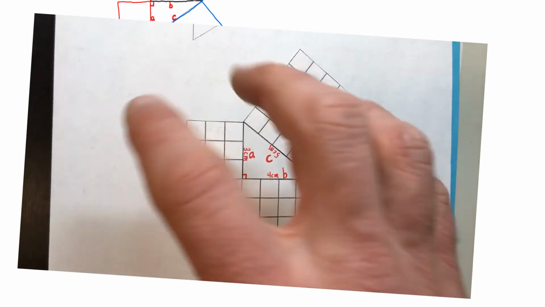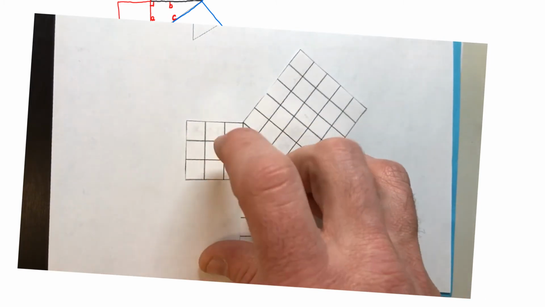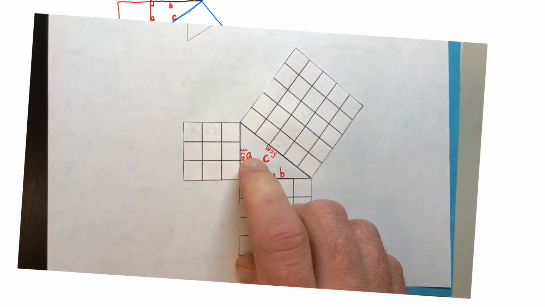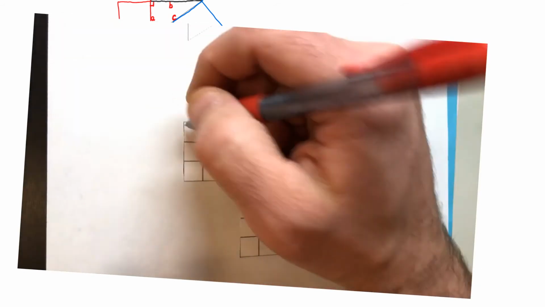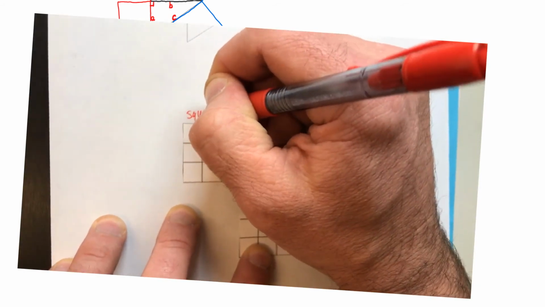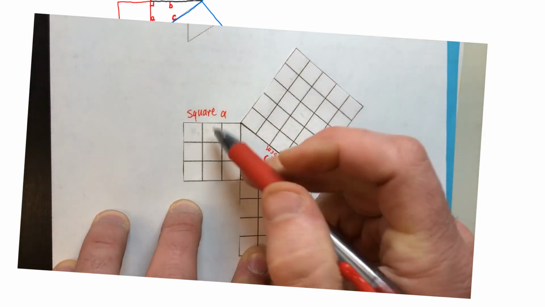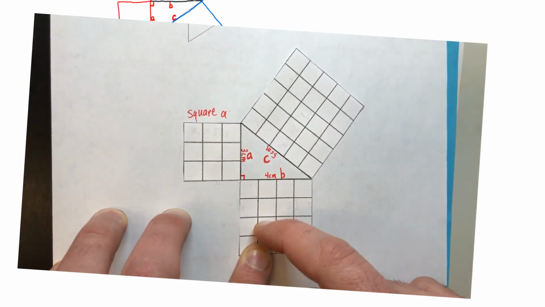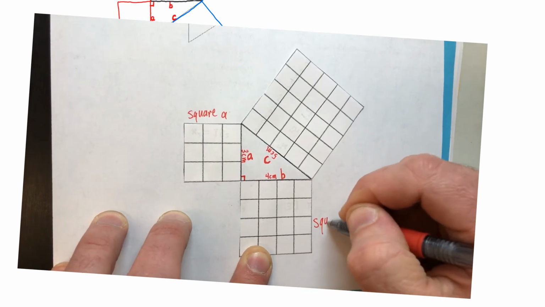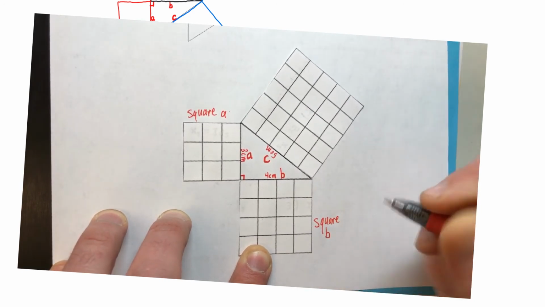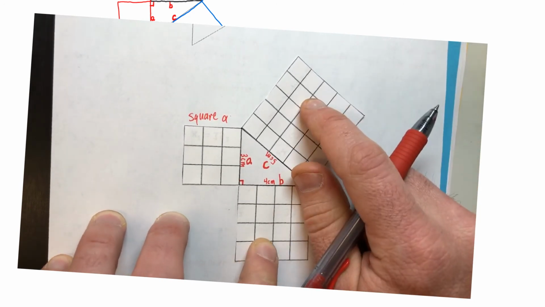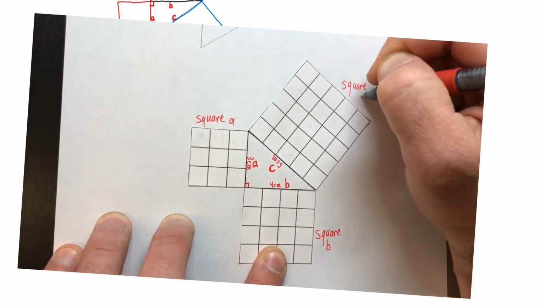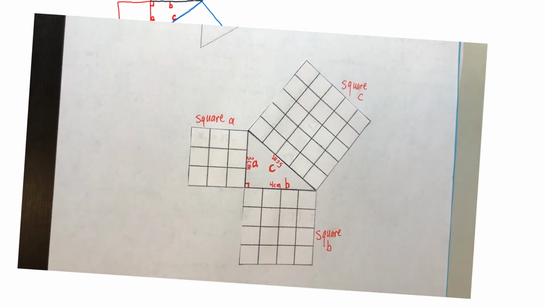Okay, so what I'm going to do is I'm going to label these squares. All right? So this square right here is based off of which side? Side A. So I'm going to call this square A. So what do you think I would call this square? Square B. And then what would I call this? We'll call this square C.